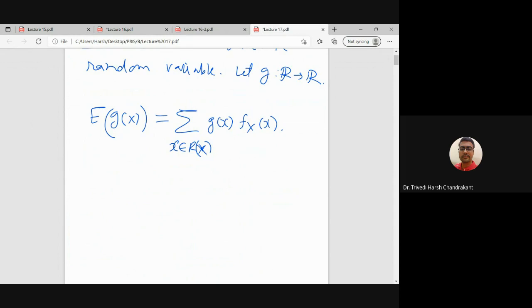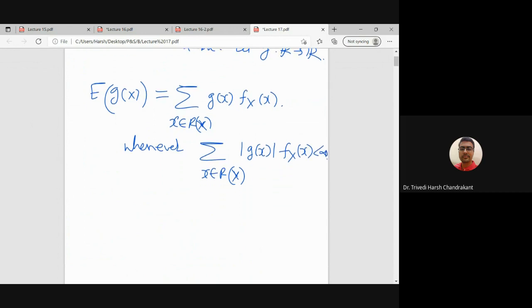And again here also we have the condition that the expectation exists if we have absolute convergence. So the absolute convergence condition is the modulus of these, and the modulus of this is always non-negative, so that is exactly the summation of modulus of g of x times f of x. So this equals this whenever the summation over all the possible values of the range of modulus g of x times f of x is finite.